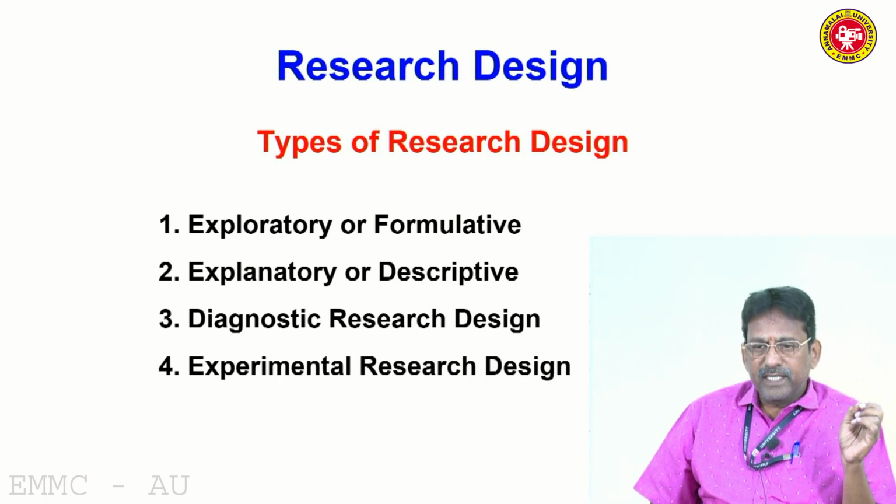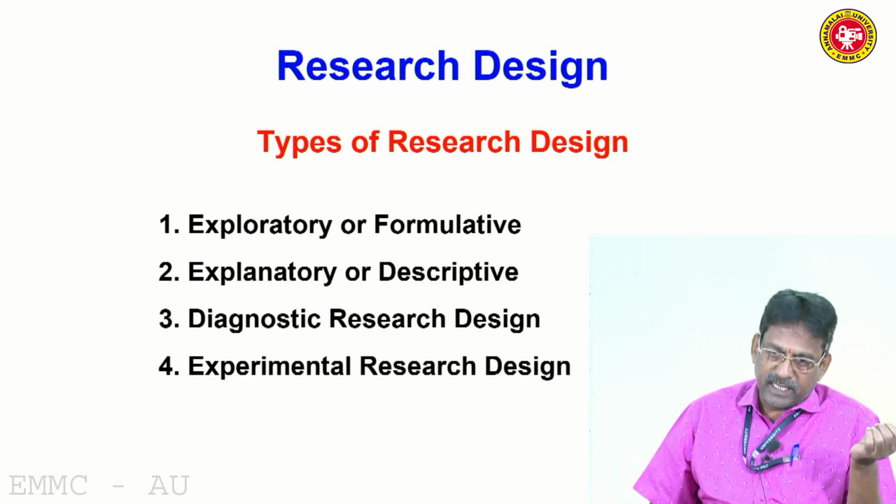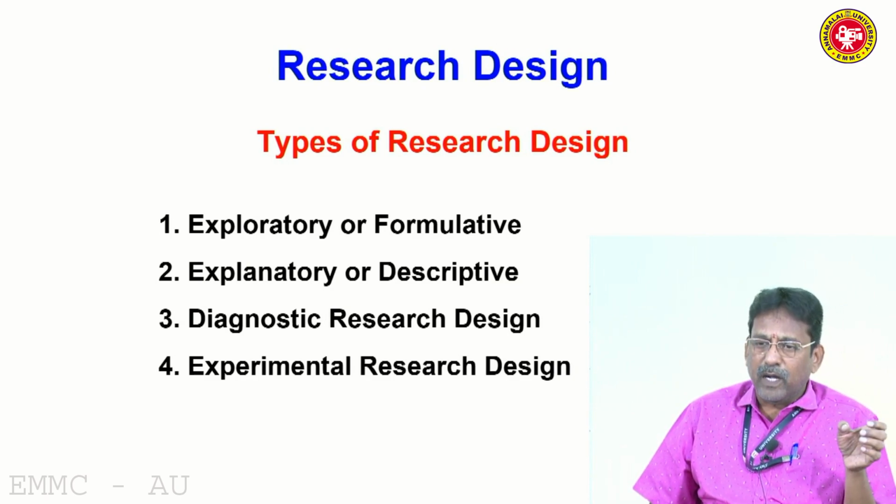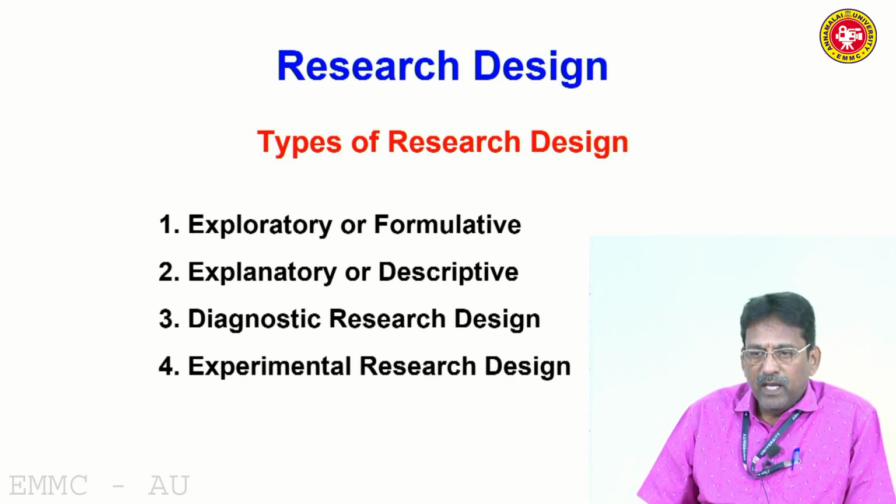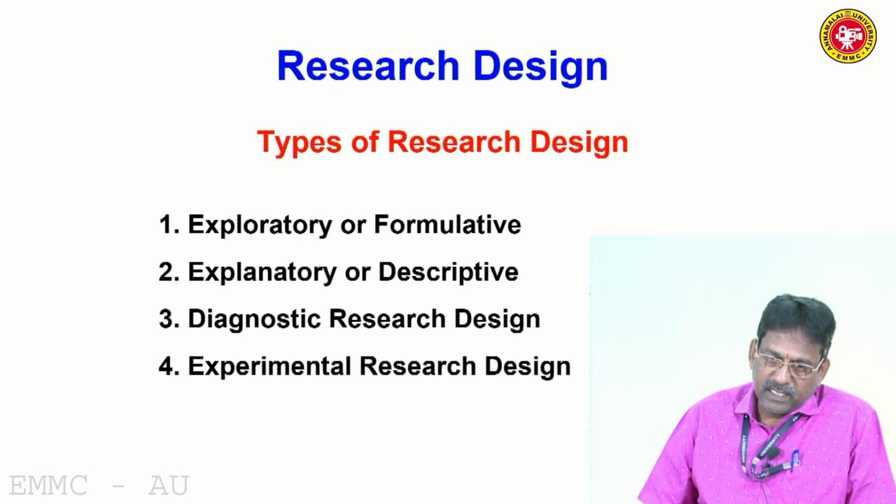Then the second one is explanatory or descriptive research design. Here you have to analyze the problem and describe the problem. For that type of study you can go for descriptive research design. For example, AIDS awareness among college students, or the old age problem in a rural society. You have to analyze the problem and describe the problem. For that type of study you can go for explanatory or descriptive research design.